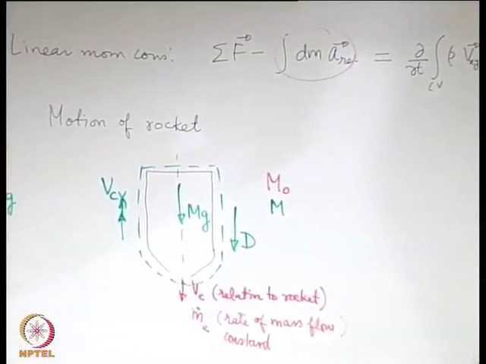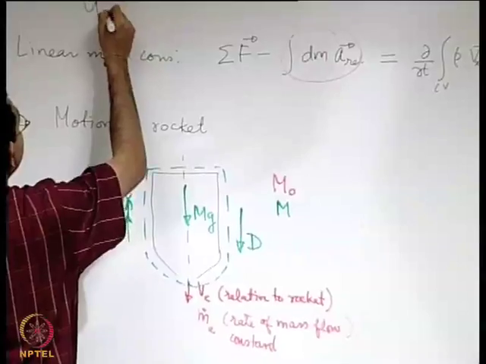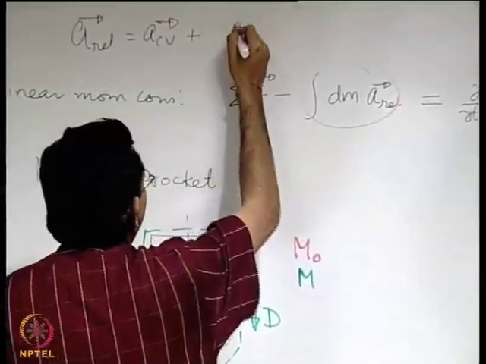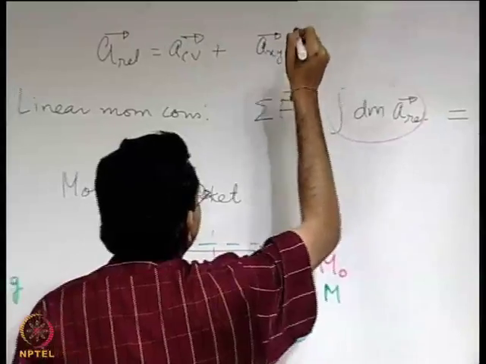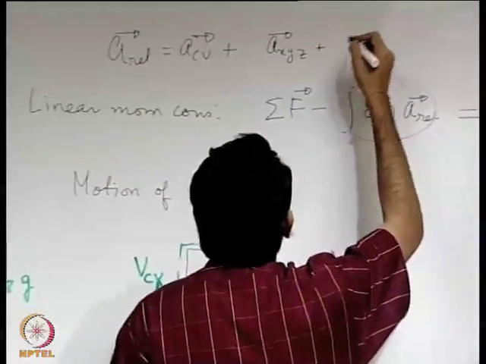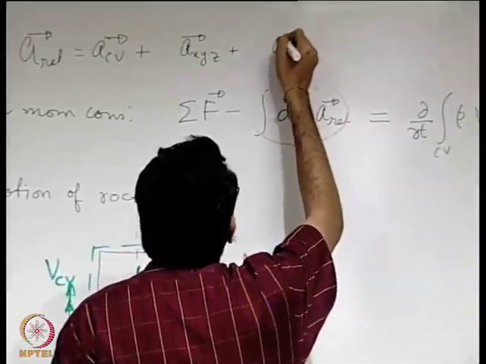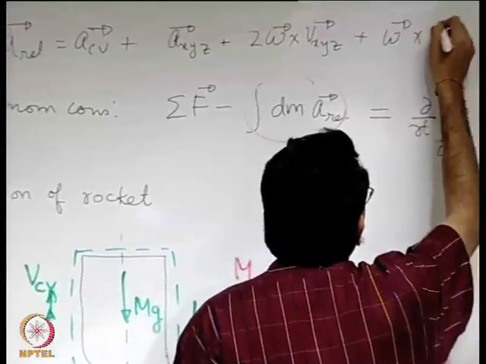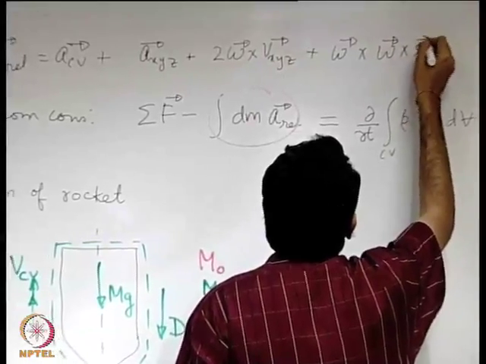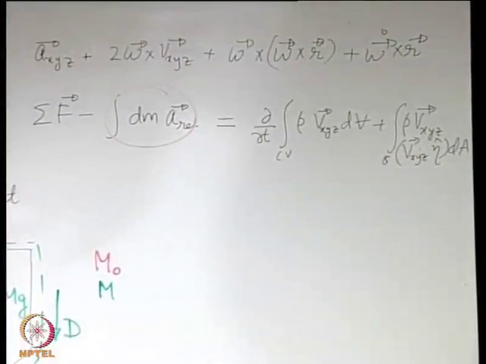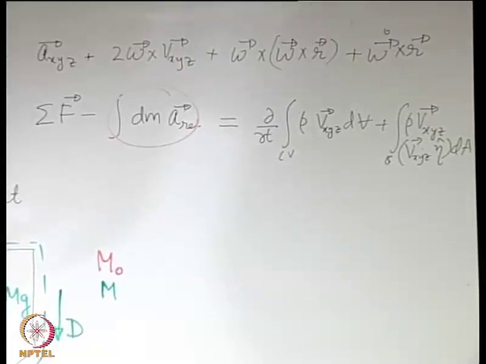So, what is A relative? A relative was A_CV plus there is one A small xyz plus the terms which are related to the rotation. So, let us write those. So these are the terms which are there, right. So we have to see that here, since there is no rotation, the last three terms are not important.